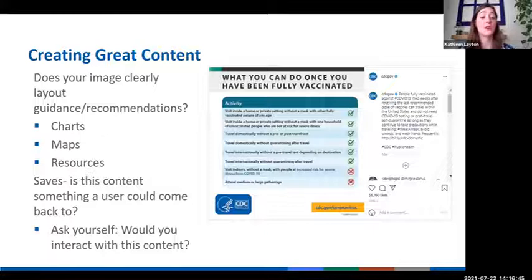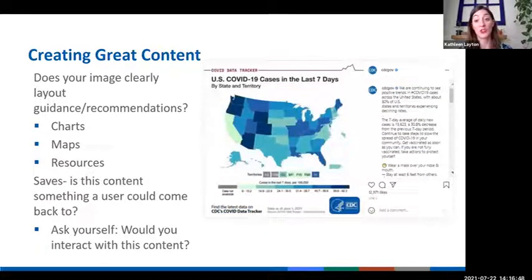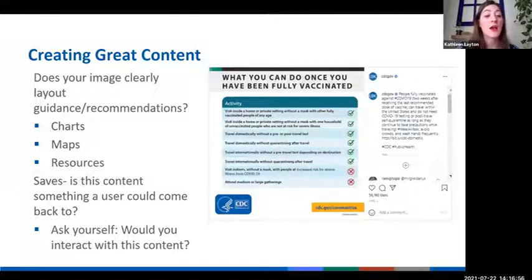This first example on this slideshow shows what you can do once you're fully vaccinated, which actually, can you go back one, please? There you go.